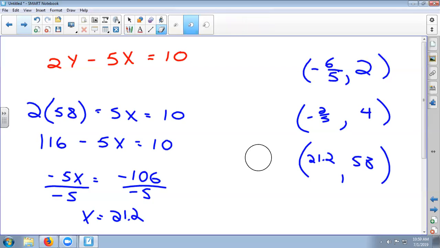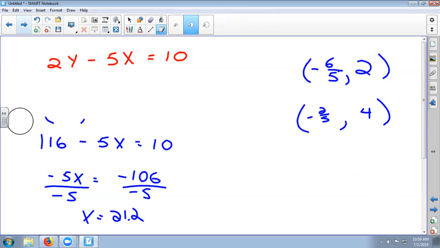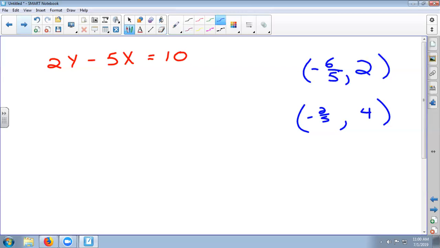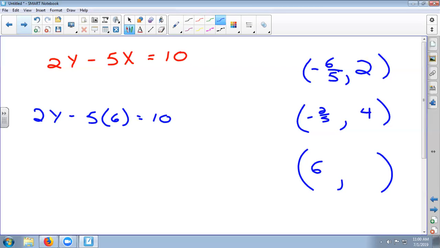Give me an X. We're not going to use that one. We're going to throw that one out. Y equals 6. Or X equals 6. Okay. This is a bit, 6 is a much bigger number than I would like also, but it will work.